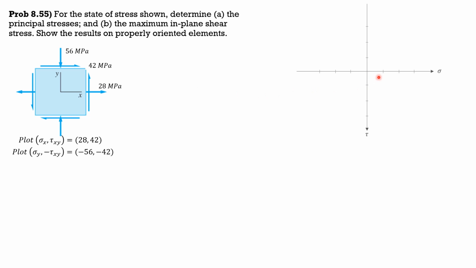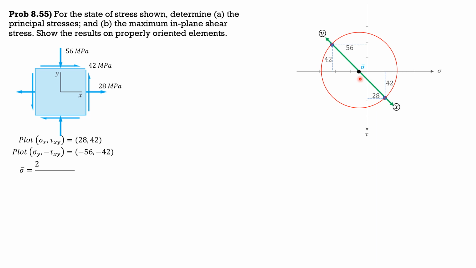Each grid is 25 megapascals. So 28 would be here, positive 42 would be here, and the other one negative 56, then negative 42 shown. Then the Mohr circle: this is the x-axis, that's the y-axis. Then 2 theta p1, this angle.